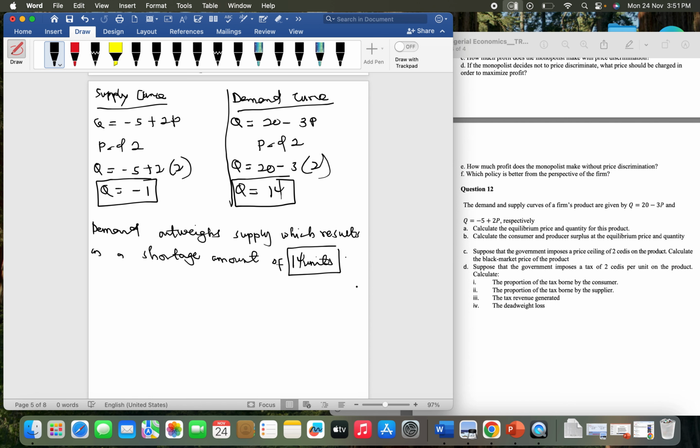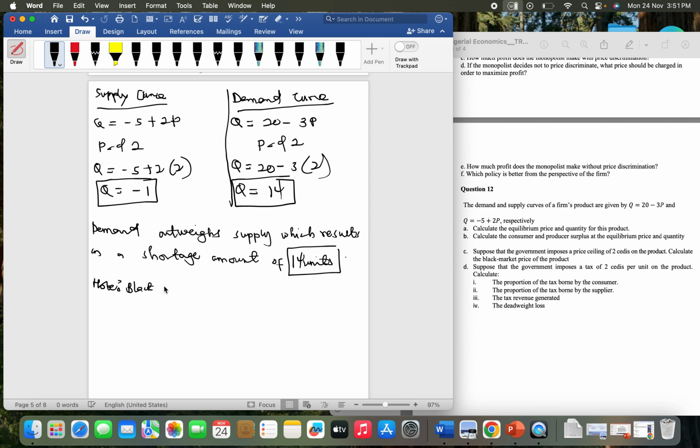What we would have to do is maintain our price ceiling. Are you okay? If I maintain the price ceiling, it means I'm going to maintain the initial equilibrium price. Since I'm maintaining it, my price ceiling would also be the same as my black market price. So I would give a note here.